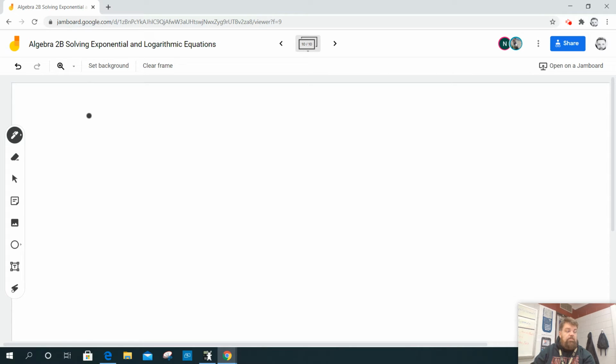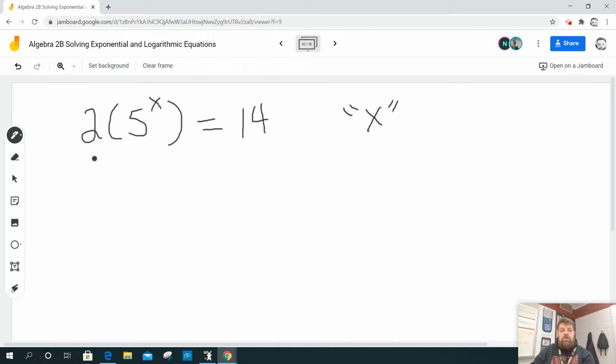So we want to basically take this and solve for x. So the first thing I'm going to do is divide both sides by 2. 2 divided by 2 is 1. 1 times 5 to the x is this. And then 14 divided by 2 is 7.